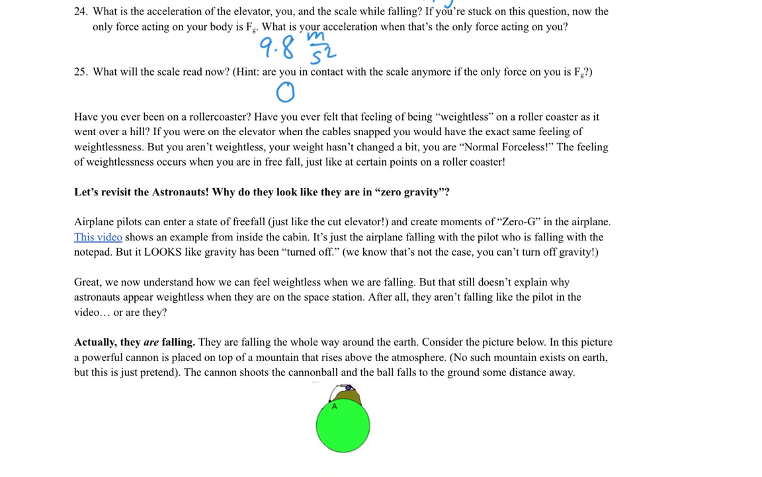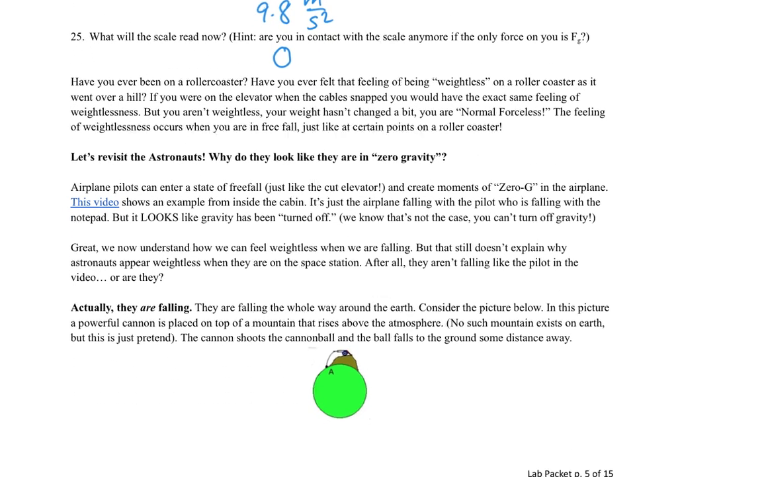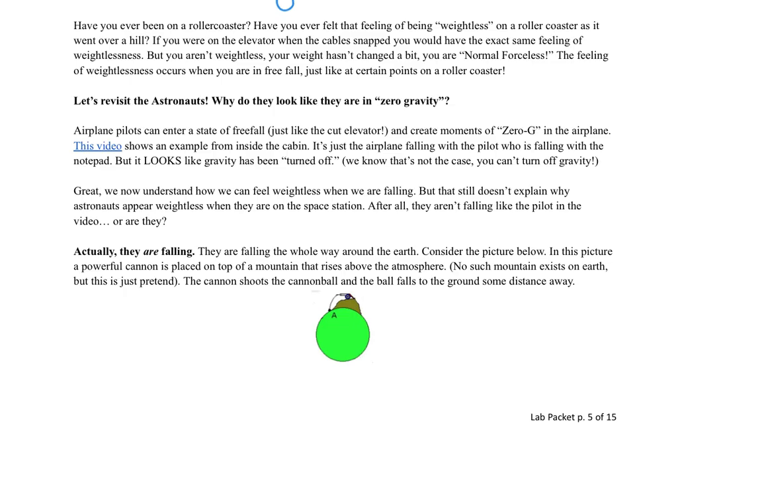Okay, now let's talk about our astronauts again. What I'm getting at is that you are weightless when you are in the falling elevator. Again, it's not named great. You're really normal forceless. So does that mean that the astronauts are also falling? People like to say no, but let's see if that's wrong.